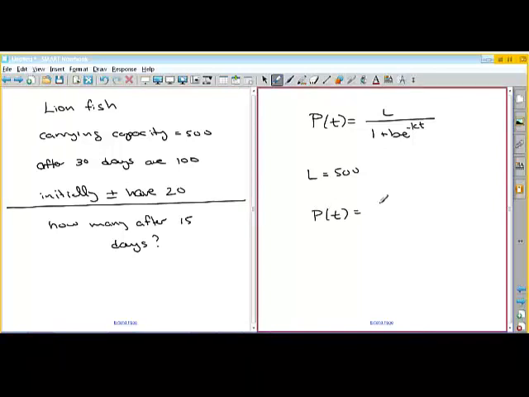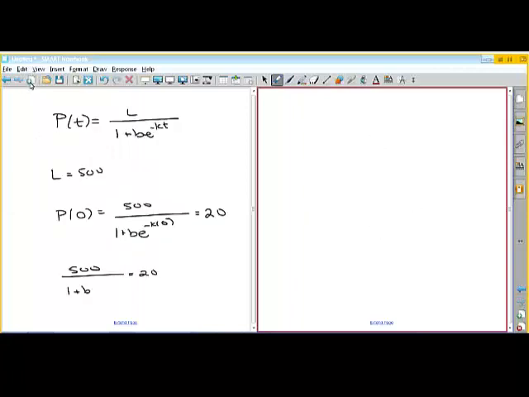So we start first with the initial condition. We have the carrying capacity divided by 1 plus B e to the negative k times 0, and the initial amount is 20. So this is P of 0. P of 0 is 500 divided by 1 plus B e to the minus k times 0. We just have to solve for B, because e to the 0 is 1. So we get 500 divided by 1 plus B e to the 0, which is 1, equals 20.